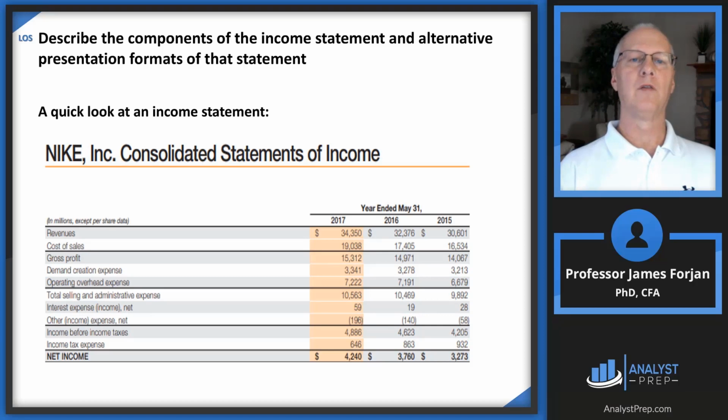Here's a nice picture of Nike's consolidated statements of income for years 2015 through 2017. Notice revenues of 34, cost of sales of 19. That gives them a gross profit of 15. And then I really like Nike's creativity. Look here, they have demand creation expense and operating overhead expense. That sounds an awful lot to me like variable expenses and fixed expenses, although we have fancy names for this stuff. And then net income at the bottom, 4240, so that's millions of dollars. So in 2017, Nike generated a net income in excess of $4 billion.